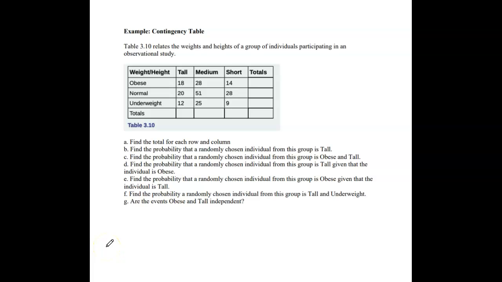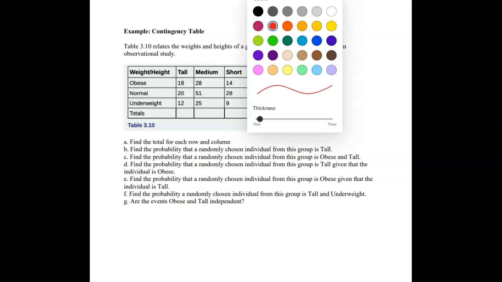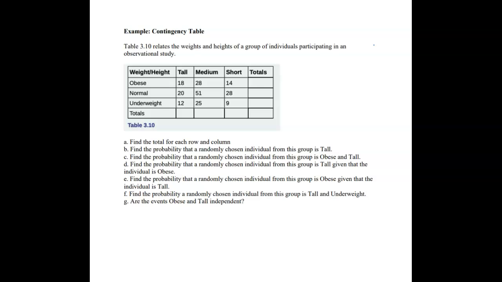All right, let's look at this example. We're investigating a contingency table. The table relates the weights and heights of a group of individuals participating in an observational study. We're looking at two variables: one is categories for weight, and the other is categories for height. Some of the numbers are filled in, so we want to complete the table. Part A says find the total for each row and each column.